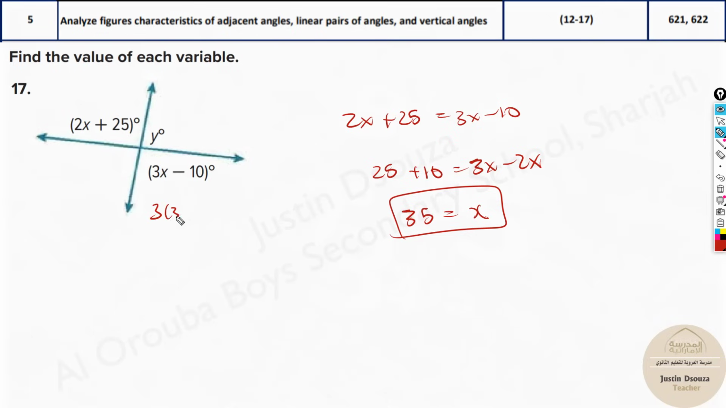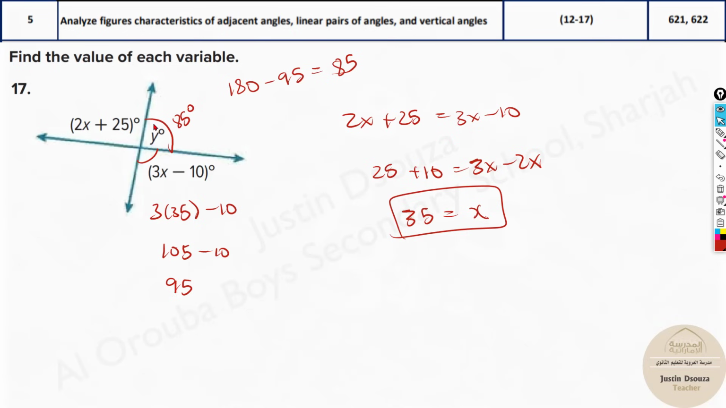Now let's find the angle over here. It will be 3 times 35 minus 10. You can put it in the calculator and solve it. This will be 105 minus 10. This is 95 degrees. So if this is 95, the remaining one can be easily solved by 180 minus 95. That is 85. So this is 85 degrees. You have to find x, that is 35, and y is 85. But in order to find y, you have to solve this angle over here.